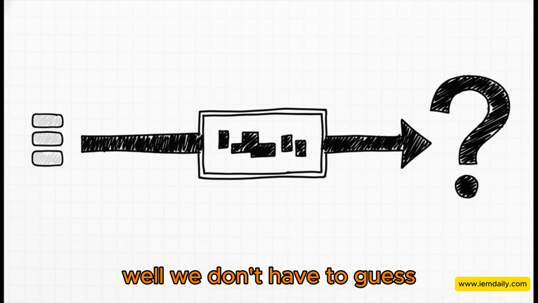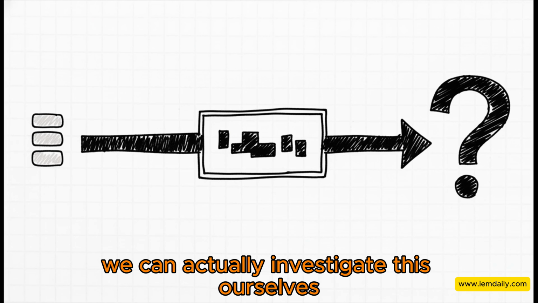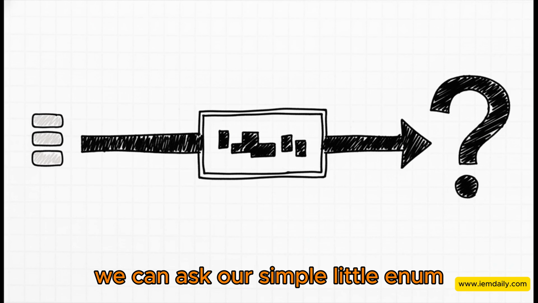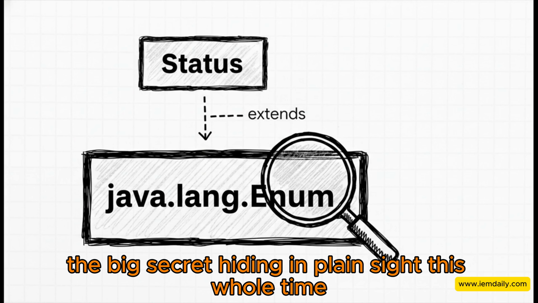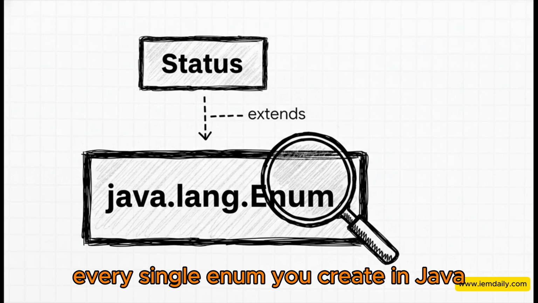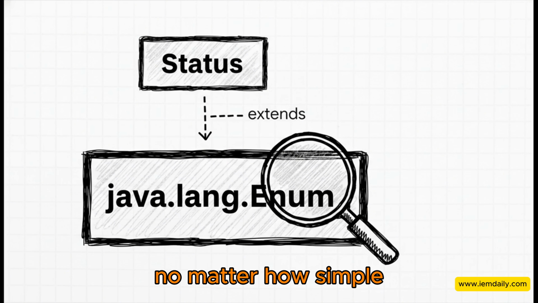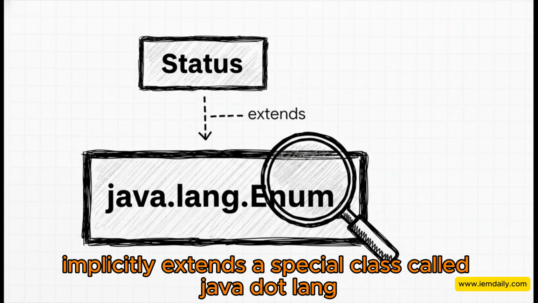Well, we don't have to guess. We can actually investigate this ourselves. We can ask our simple little enum a pretty deep question. Hey, what are you really? And boom, there it is, the big secret, hiding in plain sight this whole time. Every single enum you create in Java, no matter how simple, implicitly extends a special class called java.lang.Enum.